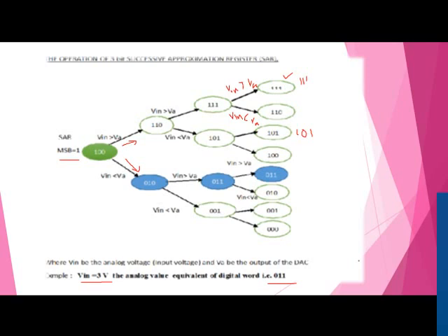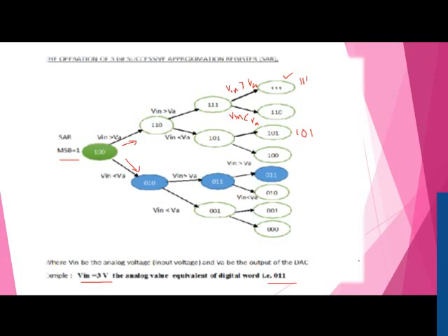And similarly it comes to here, 0 1 0. When Vin is greater than VA, then it will be set to the next bit, 0 1 1, and 0 1 1. After 0 1 1, if it is less than VA, what happens? The second MS bit is cleared to the next bit. It is 0 0 1.